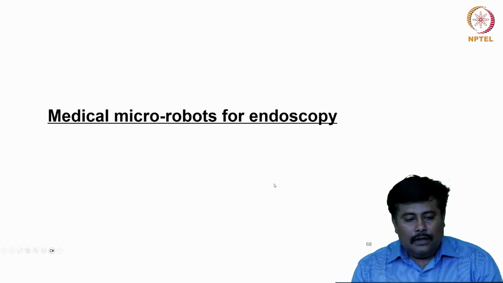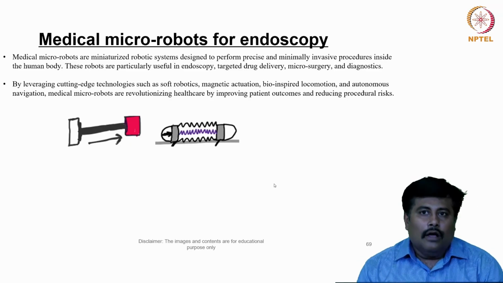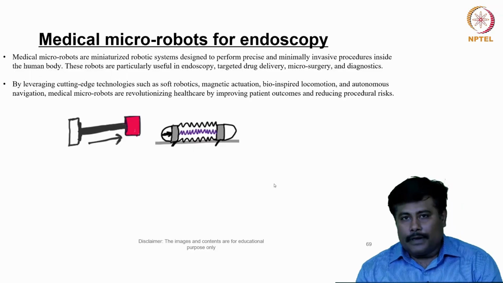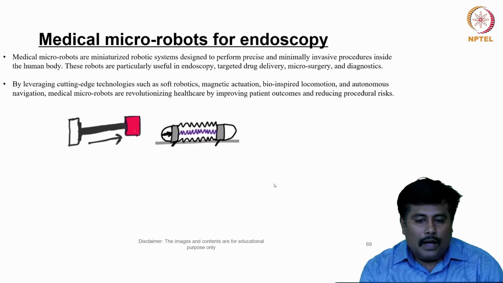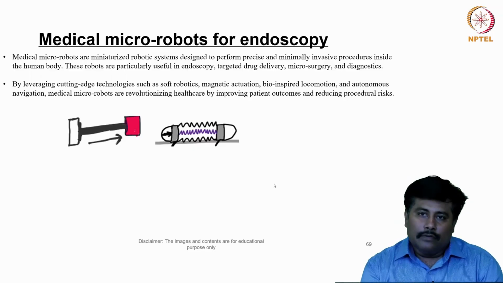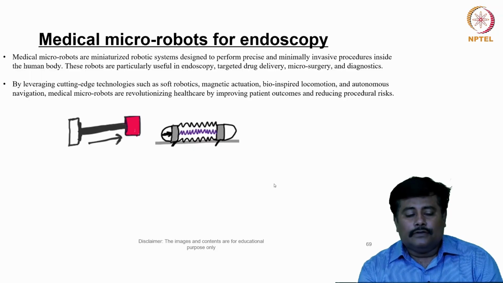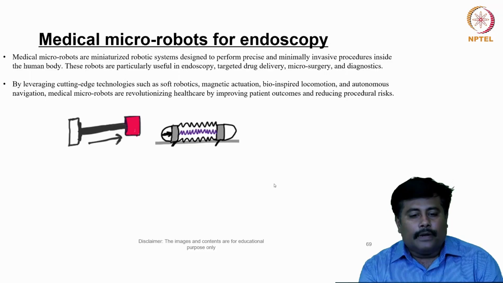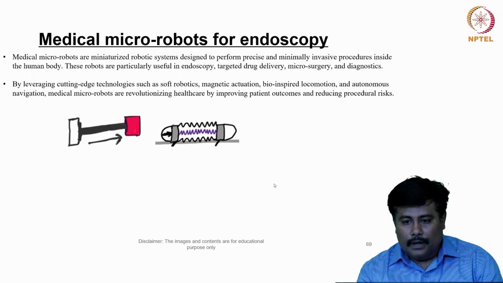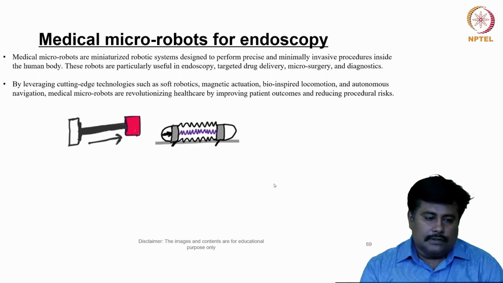So let us see some of the mechanisms which are being deployed for these endoscopy-related applications. Medical micro robots are miniaturized robotic systems designed to perform precise and minimally invasive procedures inside the human body. These robots are particularly useful in endoscopy, targeted drug delivery, microsurgery and diagnostics-related systems.